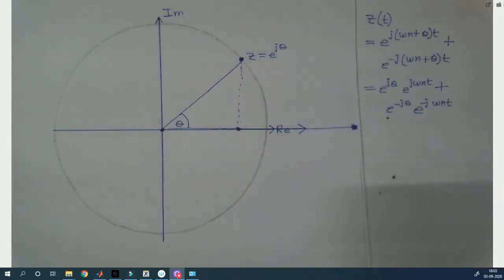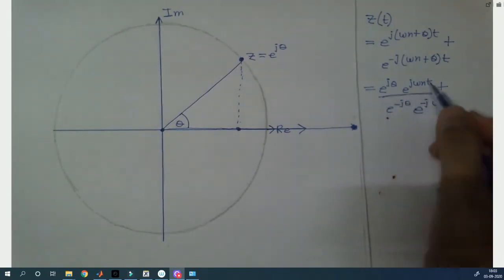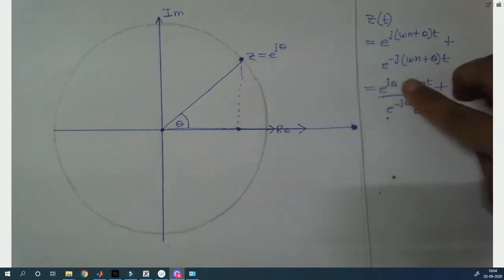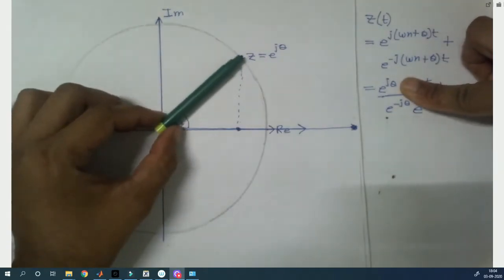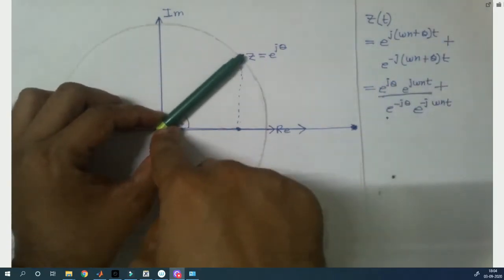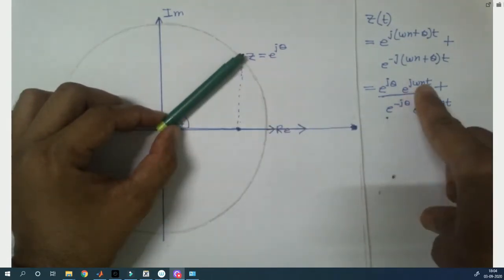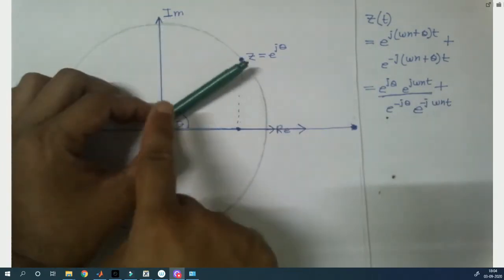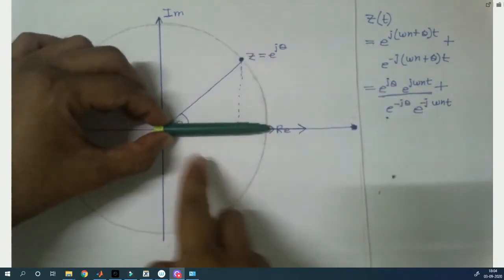Now consider this part. It is a complex number, a complex function of time. At t equal to 0, the value is e to the power j theta. So at t equal to 0, this part will represent a point somewhere here. And as time increases, it will move counterclockwise. But it starts from the angle theta instead of the horizontal position.